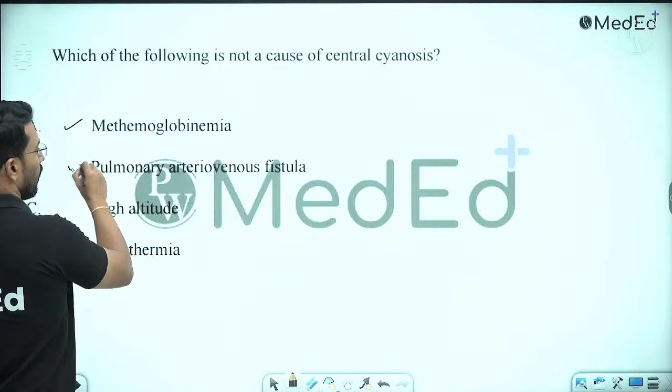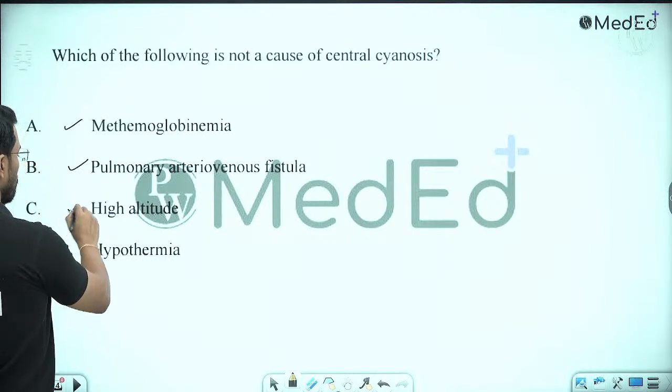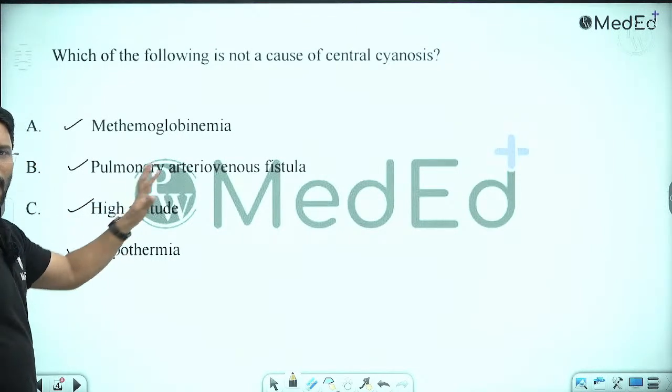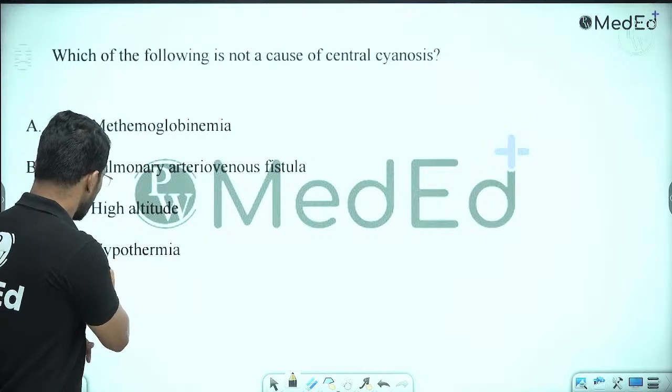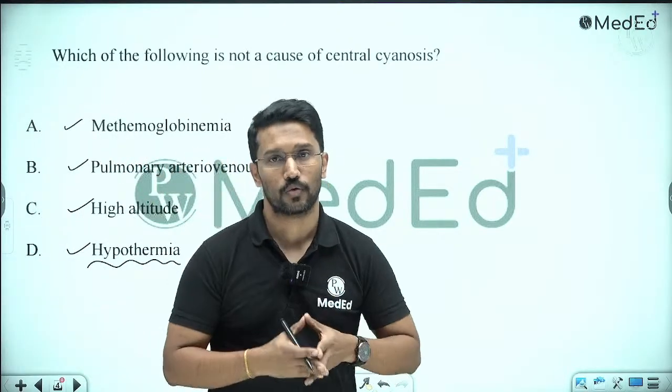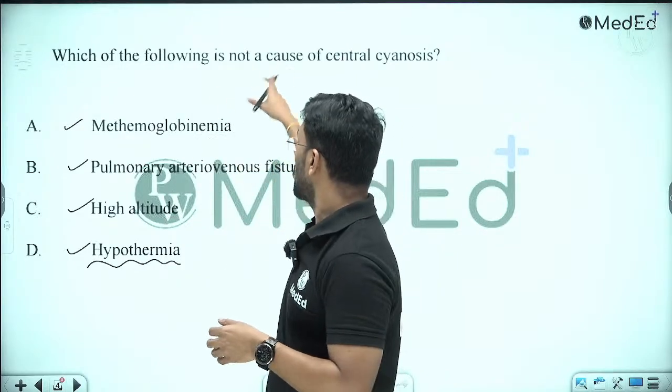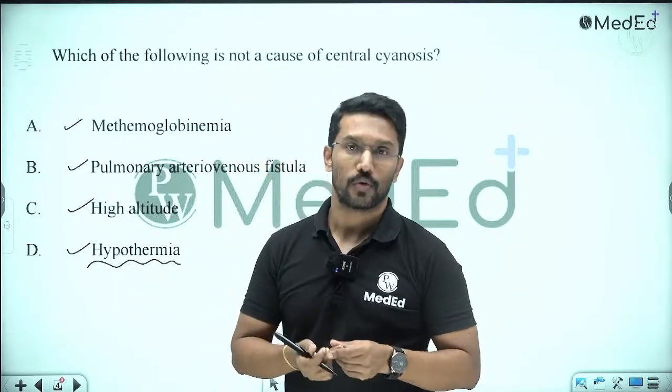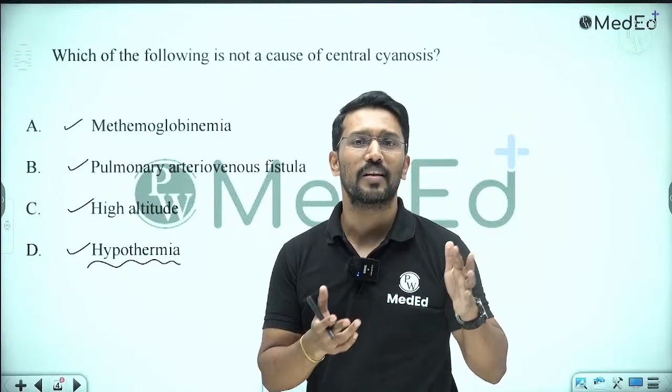Methemoglobinemia, pulmonary arteriovenous fistula, high altitude and hypothermia. I think all of us know the answer. The answer would obviously be hypothermia, because hypothermia can cause cyanosis. How will it cause cyanosis? It will cause cyanosis by peripheral vasoconstriction, and vasoconstriction is happening in the periphery.